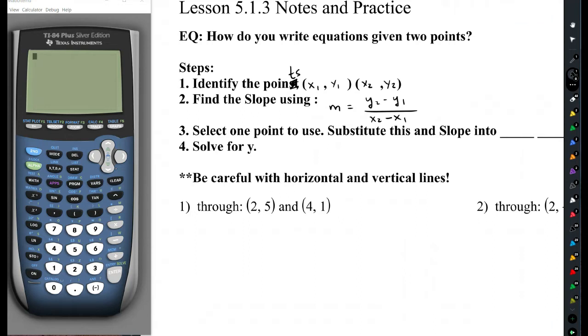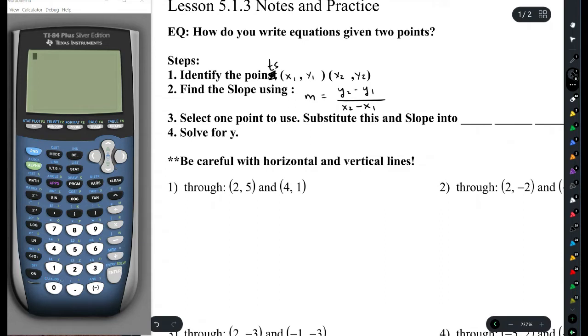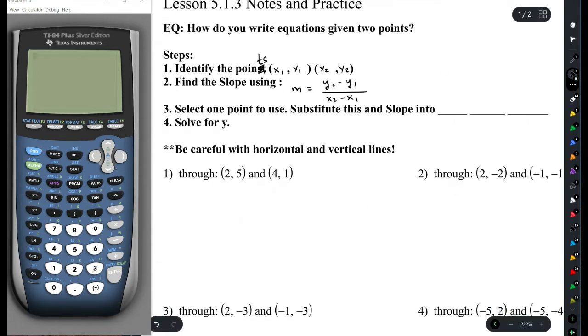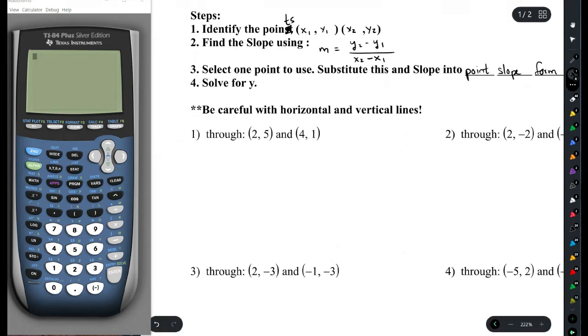Then you're going to select one point to use and substitute this and the slope into what we learned last time, point slope form. And then it's just a problem like before, solve for y. Of course, be careful with horizontal and vertical lines. So let's get through the first of these.